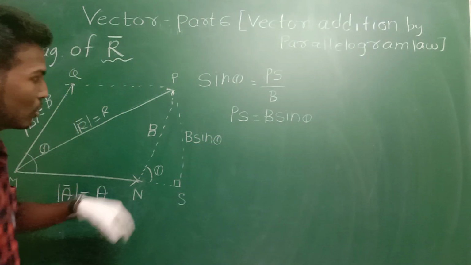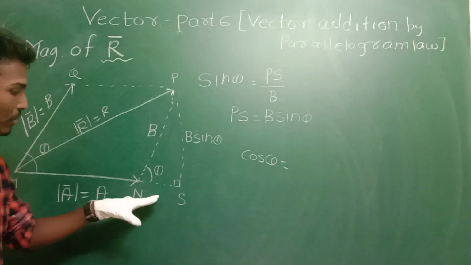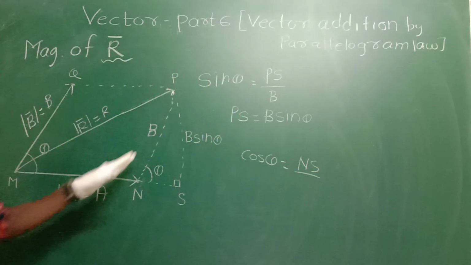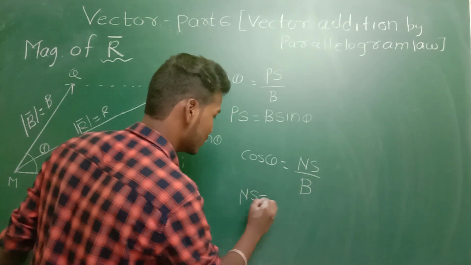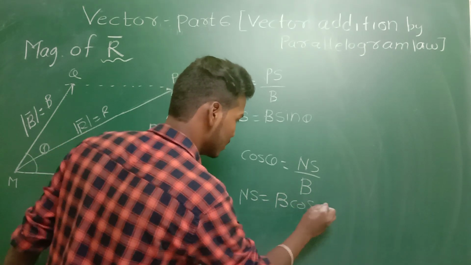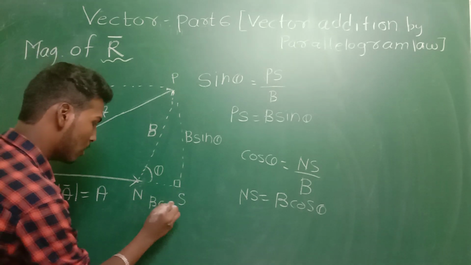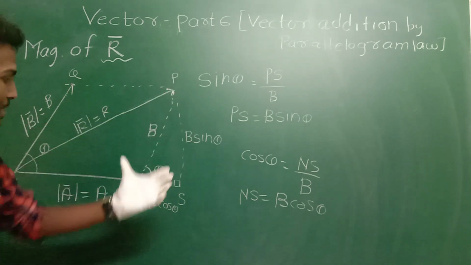Similarly here, if you use cos theta, cos theta will be equal to adjacent side NS divided by hypotenuse, which is B. So NS is equal to B cos theta. That's it. So we have got the length of this side as well as this side.